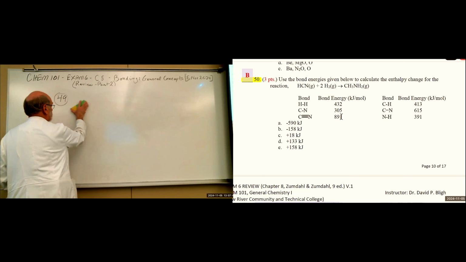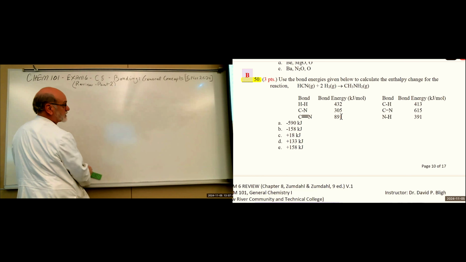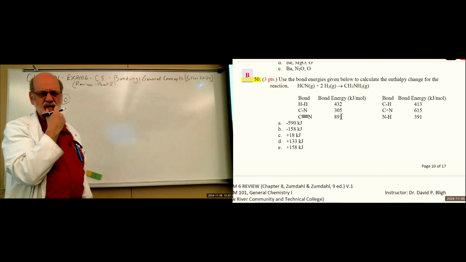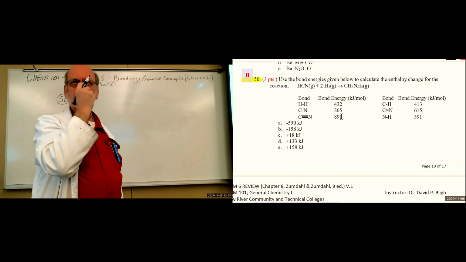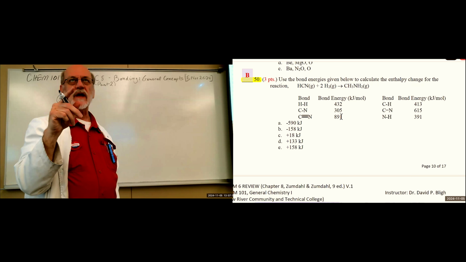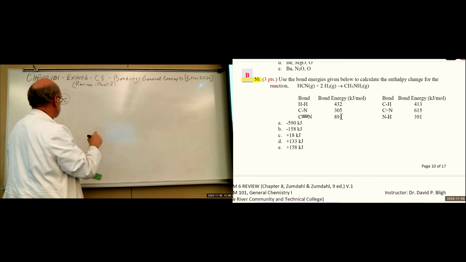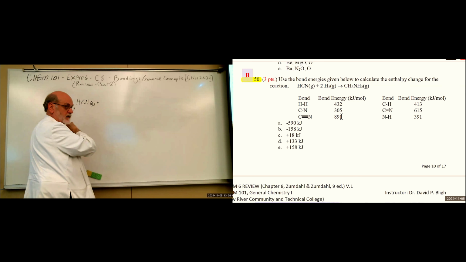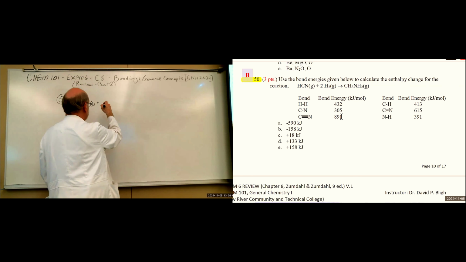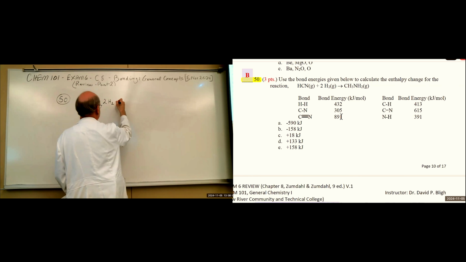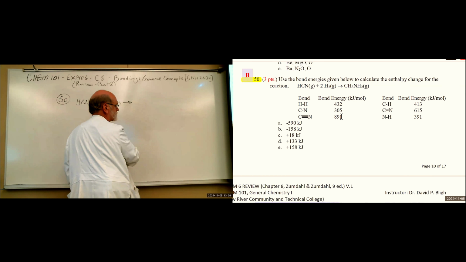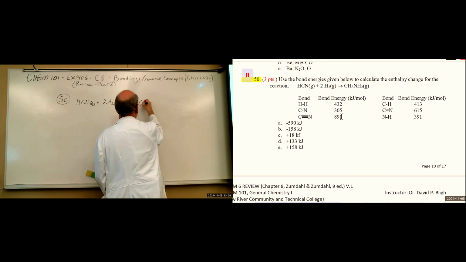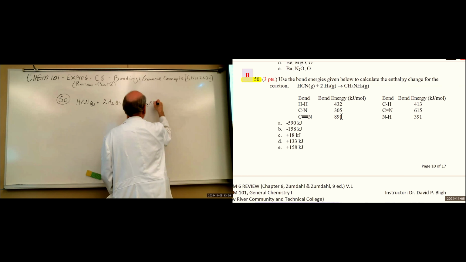All right. Got a calculation coming up with 50. Use the bond energies given below to calculate the enthalpy change for the reaction. So HCN and 2H2 yields CH3NH2.